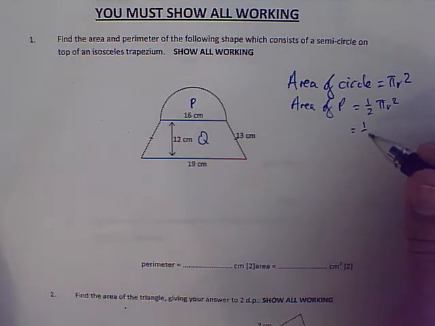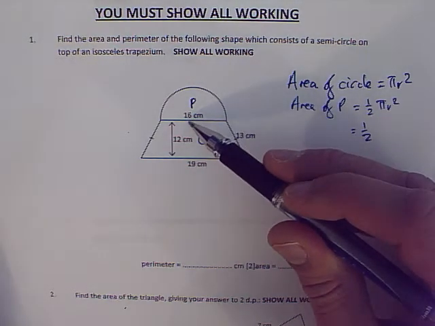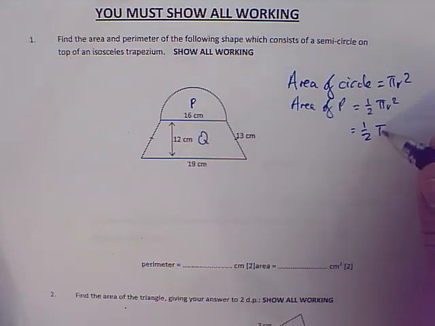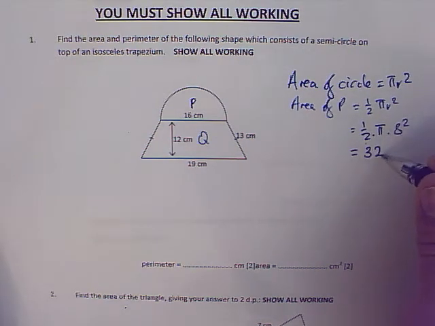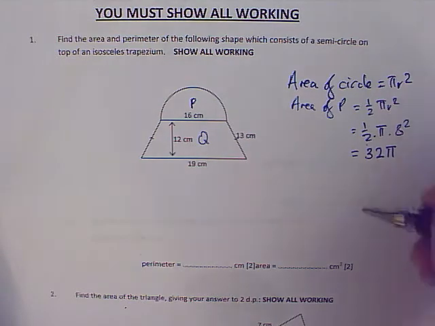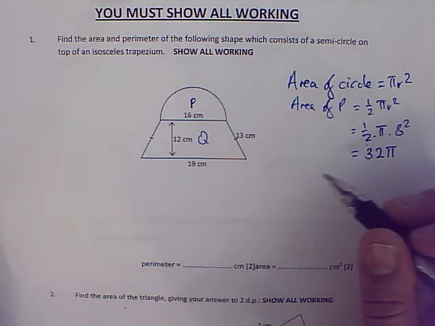So if the diameter is 16, the radius is half that, which is 8, so it's going to be a half times pi times 8 squared. 8 squared is 64, half of that is 32, so that comes out as 32 times pi. I'll leave the answers in terms of pi. You can plug that into your calculator, it's roughly 100.